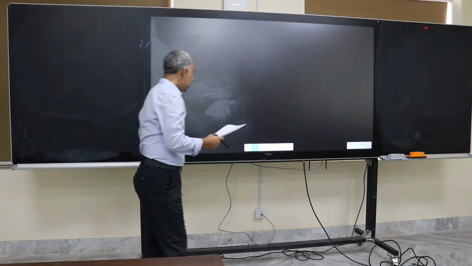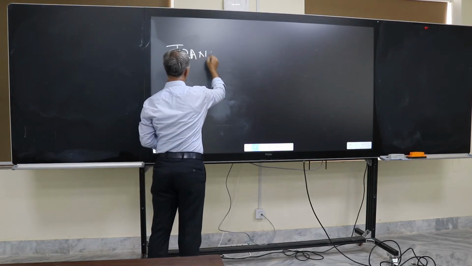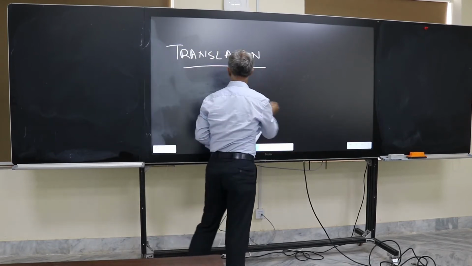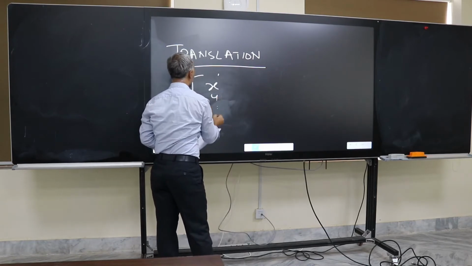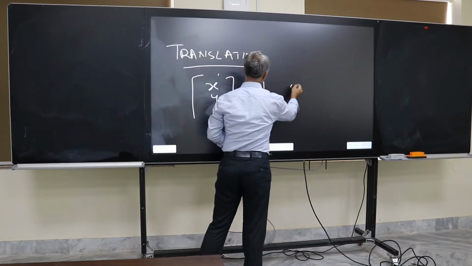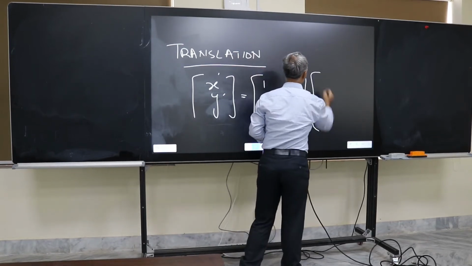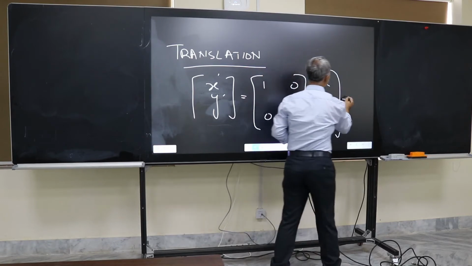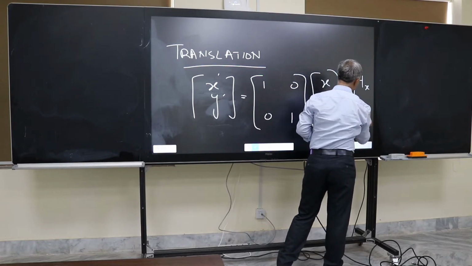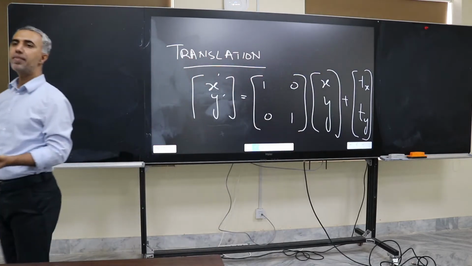Last day, I explained the concept of translation. A little revision of it: X prime, Y prime is equivalent to some matrix which translates the vector. Which vector? The original vector, with values of its extension, that is, how much it is moving along the x-axis and how much it is moving along the y-axis, so you will get an output in terms of x prime and y prime.